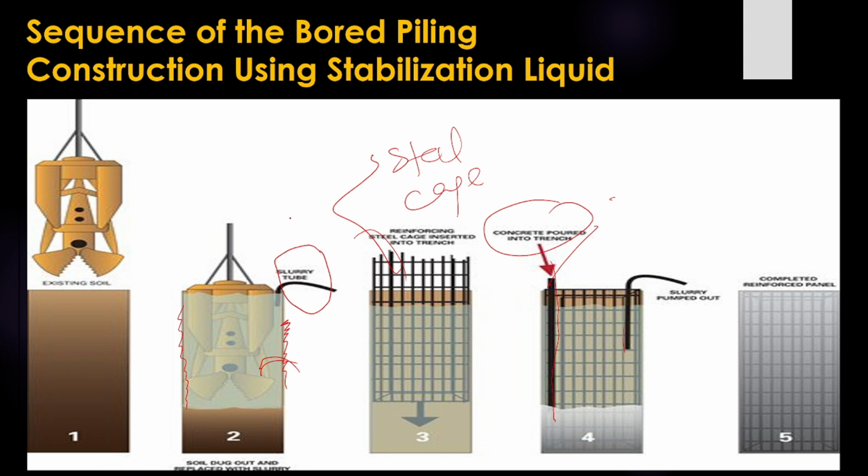And finally, the slurry is going to be removed through a process. When we insert the concrete in, the slurry material will go out. This slurry material will go out to the stabilization unit, to be reused for another pile. And then finally, the slurry will be removed, revealing the complete reinforced concrete pile in step 5. This is what we call the finished product for our bore pile.